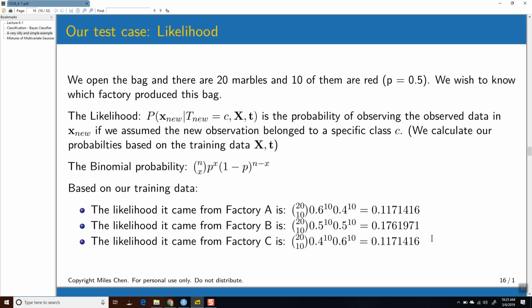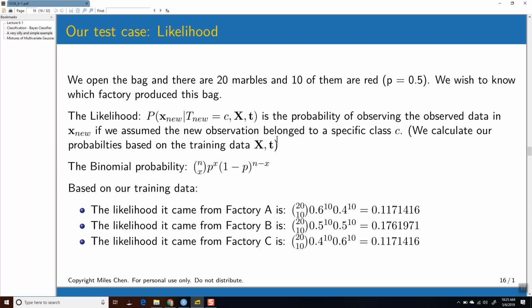All right, so now we're going to calculate the likelihood. We open up the bag, we dump out the contents, and there are 20 marbles, and 10 of them are red. So we have p equal to 0.5, and we want to know which factory produced this bag. So we're going to calculate the likelihood.